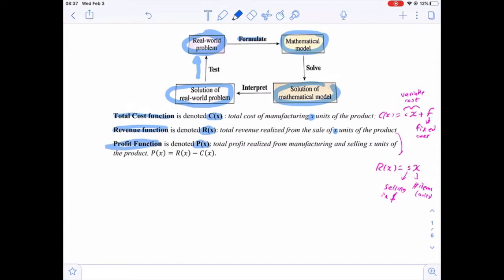And the third function is the profit function. It's denoted as P of x, and it's the total profit realized from manufacturing and selling x units of the product. We usually use this formula to get the profit: the profit function is equal to the revenue function minus the cost function. Here you need to distinguish between two symbols. We use little p to denote the price, and we use capital letter P to denote profit.